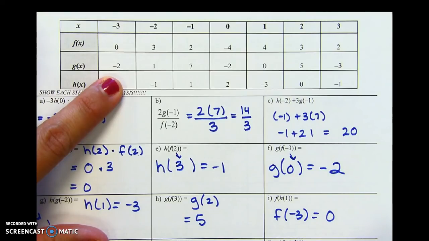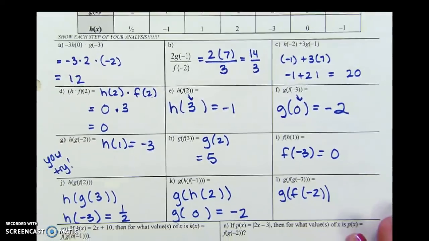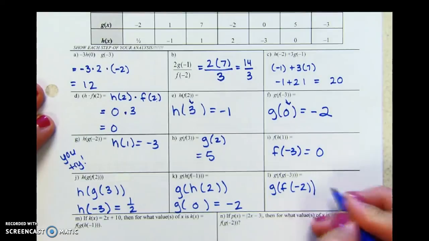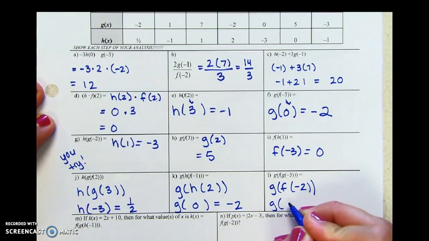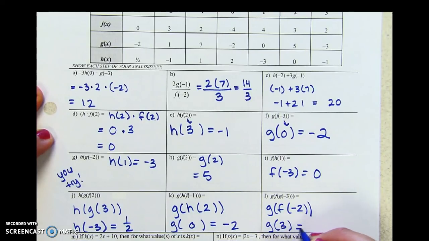Negative 2. What do you find next? F of negative 2, okay. F of negative 2 is 3, and G of 3 is negative 3.